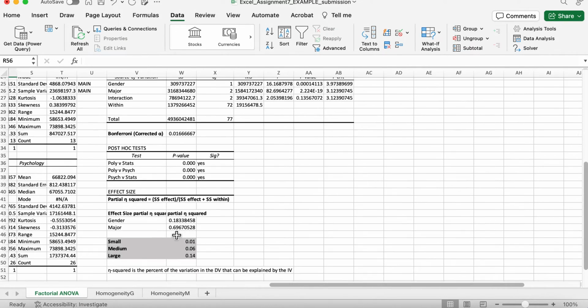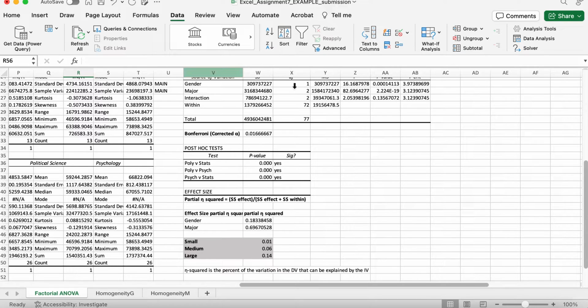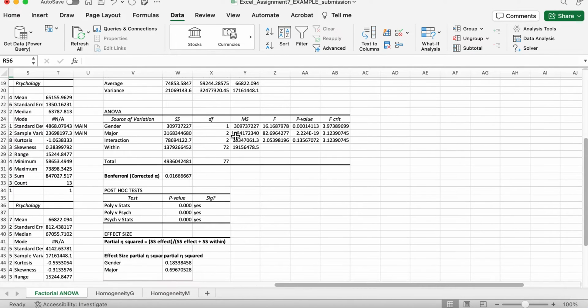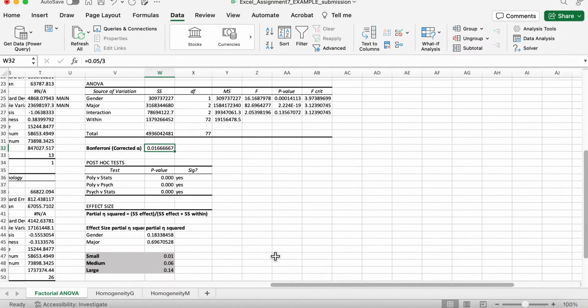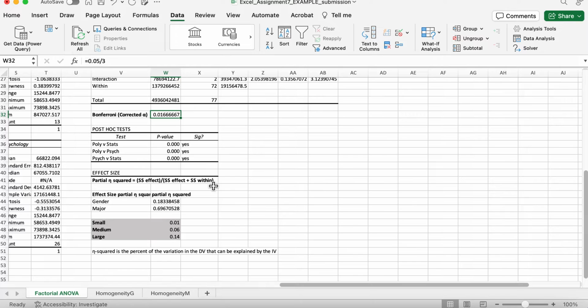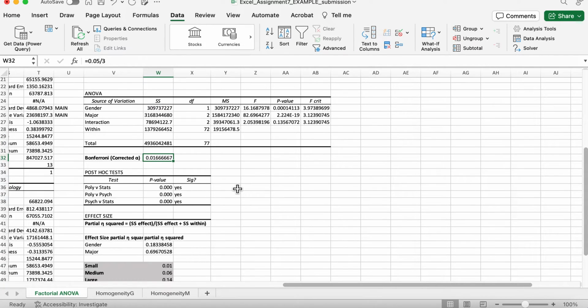So we run this. If we have differences when there are three groups or more, you're going to need a post hoc test, and you're going to need to correct your p-value, and then also effect size. Since there's an effect, we've got to figure out how big that effect is.